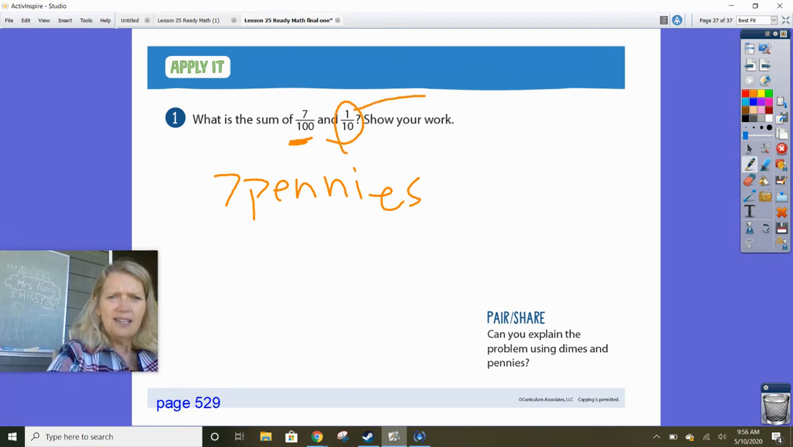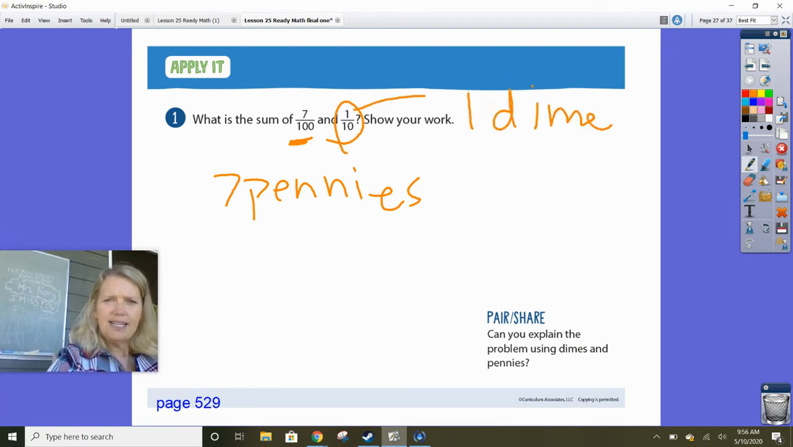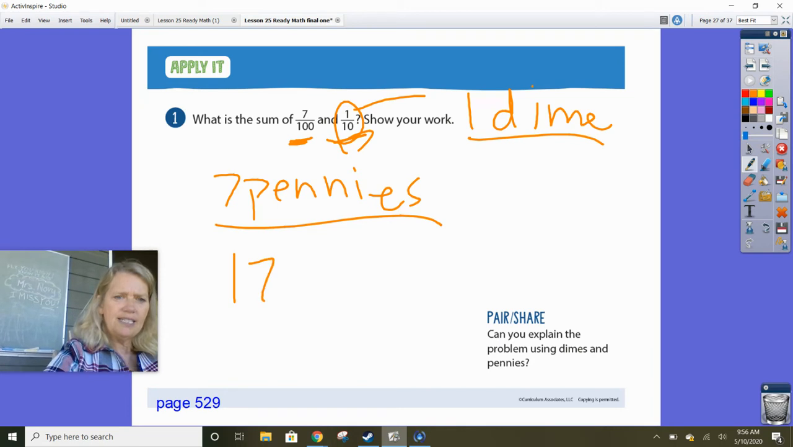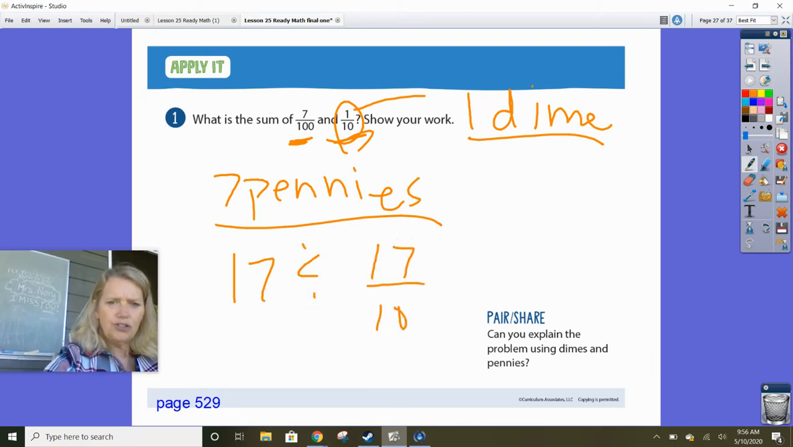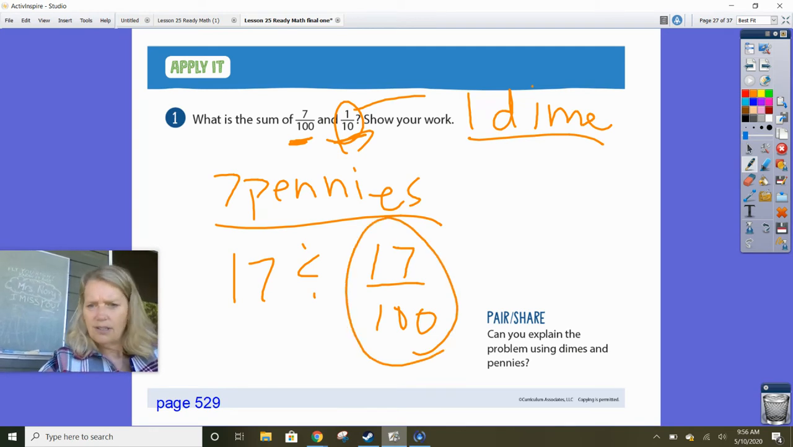1/10 is 1 dime because 10 dimes make a dollar. If you're in tenths, you're in dimes. So 1 dime plus 7 pennies is 17 cents, which is the same as 17 hundredths. Okay, so if you're going to do it with dimes and pennies, that's always fun because money rules.